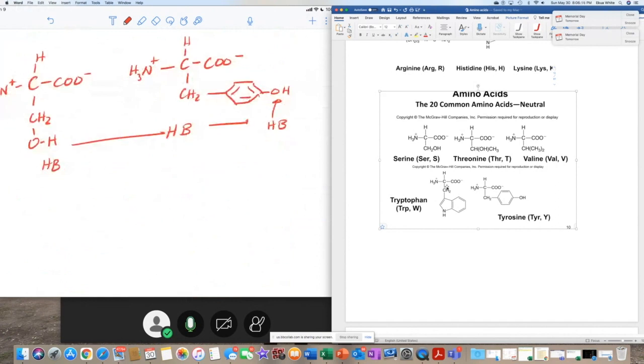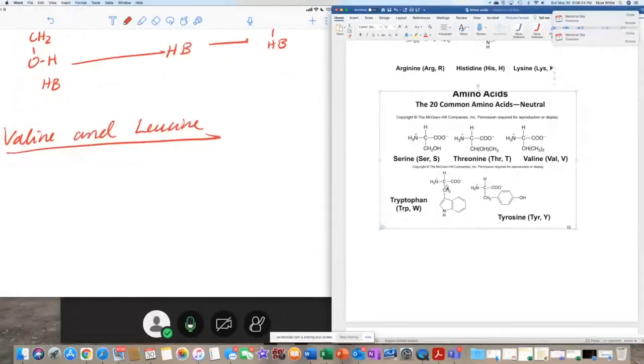Valine and leucine. Okay, let's see. With valine and leucine, let me scroll. Oh, valine is right there. COO minus, H3N positive, H, CH2, CH3, 2, right? I already see LDF, y'all. This is LDF. Okay, that was valine.